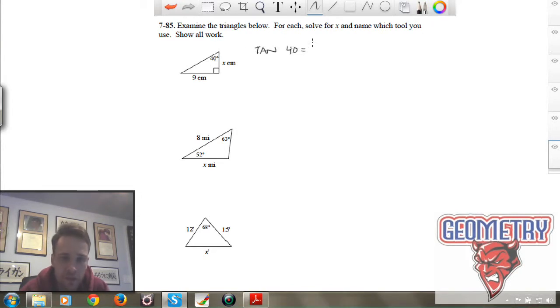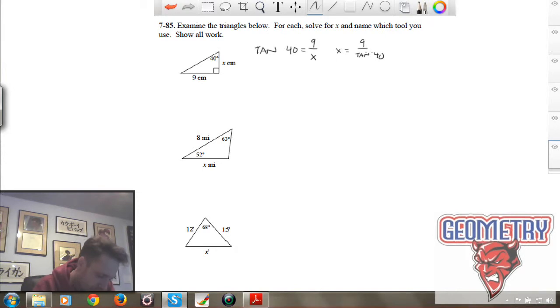The tangent of 40 equals opposite over adjacent, so 9 over x, which means x equals 9 divided by the tangent of 40. And the only way to find it out is to plug it in our calculator, unless you have all your sines, cosines, and tangents memorized. So let's see, 9 divided by the tangent of 40 is 10.726.